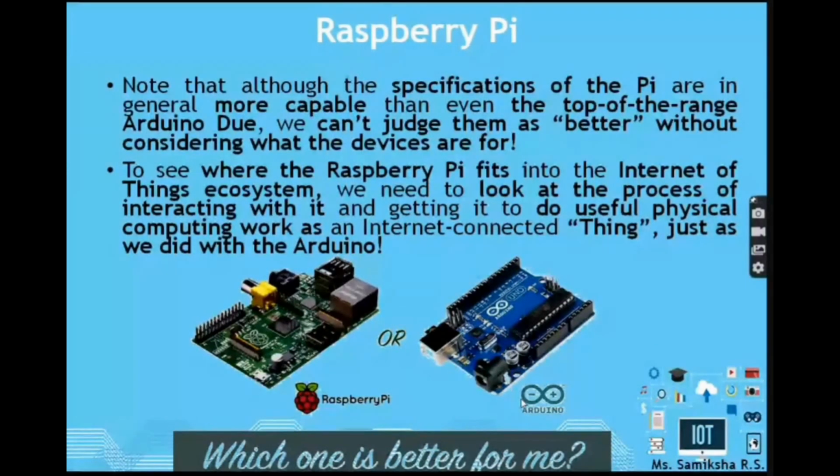So again we'll come back to Raspberry Pi. We had discussed a whole lot of features in the comparison chart just now, and from all of those specifications of the Raspberry Pi, we see that they are more capable than the top range Arduino board, which is Arduino Due also. But just on the basis of specifications, we can't judge which one is a better choice unless we actually see what these devices will be used for.